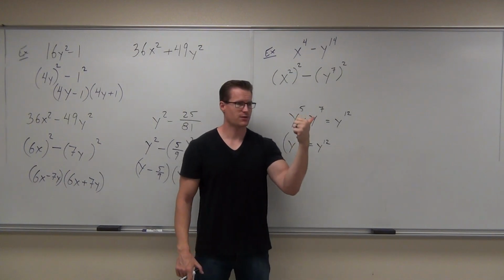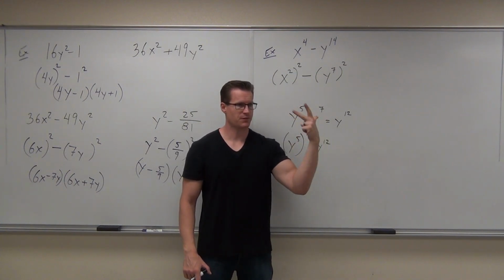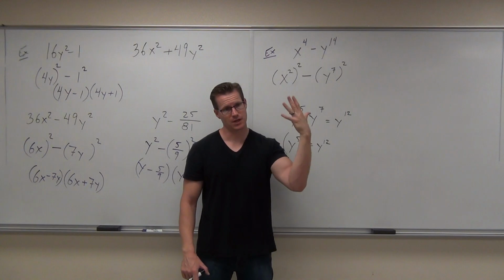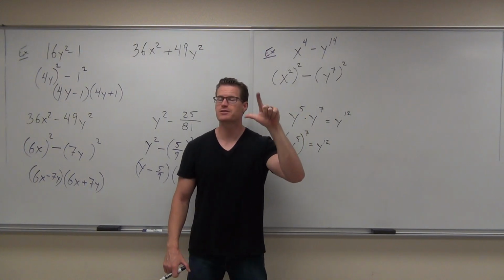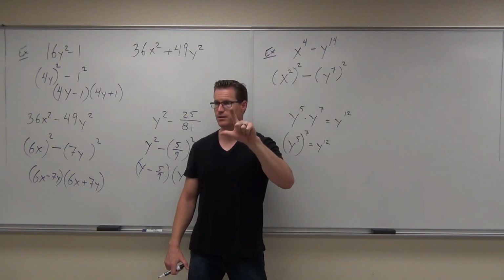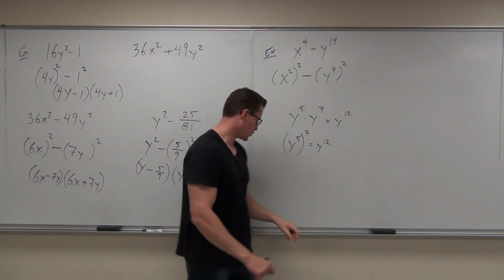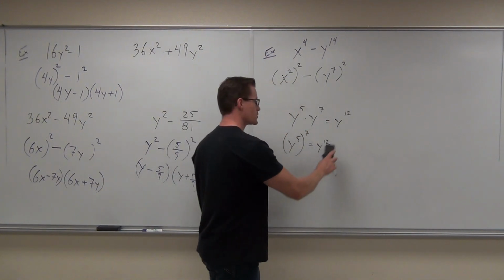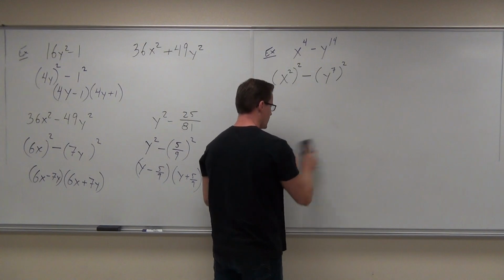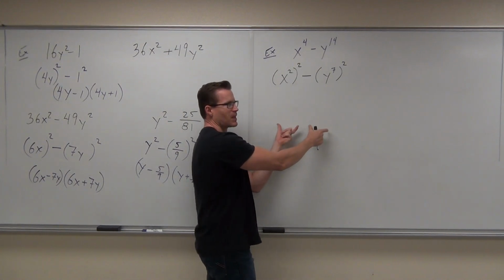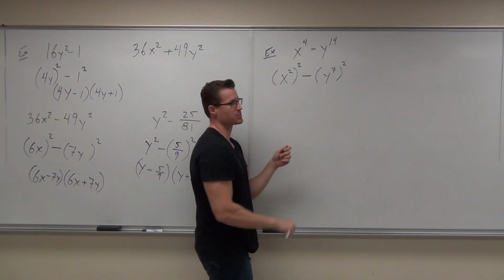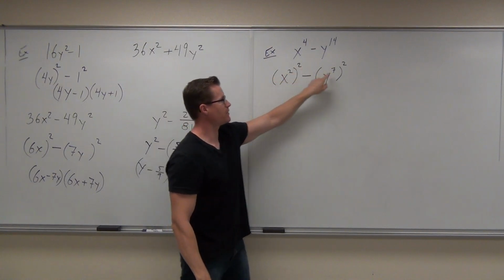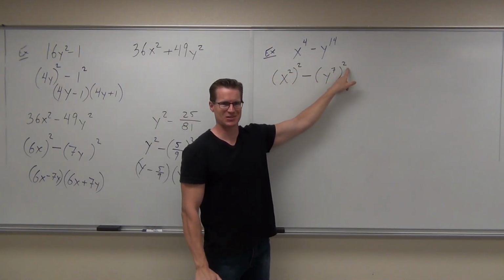This says you have y to the 5th times y to the 5th times y to the 5th, seven times in total. That's 35 y's that you have right there, okay? That's a lot more y's. So when you have exponents raised to exponents, you multiply. When you have exponents times common bases being multiplied, you add those exponents. So this gets multiplied, this gets multiplied. Are we set straight on that so far?